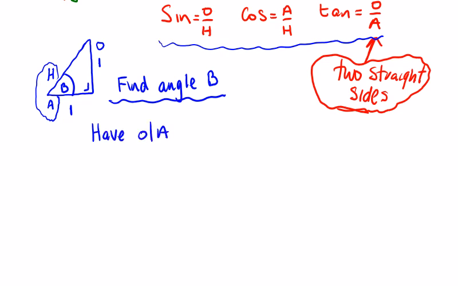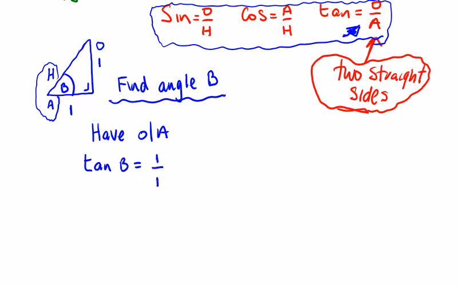We have O and A. And now you're going to write this at the top of every page when you're doing trig until you get good at them. Which one is O and A? Tan. Or you can just remember two straight sides as tan. But always label the triangle. You don't want to get O and A upside down. So we can say that the tan of the angle B, the sides that has a relationship with are the opposite over the adjacent, O over A, 1 over 1.